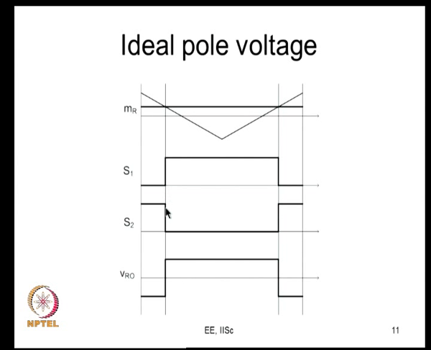So, when S1 rises and S2 falls, your VRO, which is actually equal to minus VDC by 2, here it is negative, it is actually minus VDC by 2. From minus VDC by 2 it goes to plus VDC by 2. Do you want me to write that here? I can do that. This will be VDC by 2 and this is minus VDC by 2. Okay. So again, there is a transition, it changes from plus VDC by 2 to minus VDC by 2. This is how the pole voltage is ideally when there is no dead time in one carrier cycle.